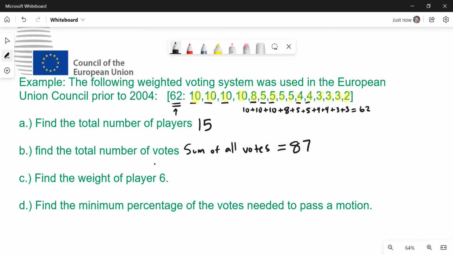Part C, find the weight of player 6. Remember, these go in descending order, but the first player we call player 1. So player 1 is 10, player 2, player 3, player 4, player 5. Player 6 has a weight of 5.